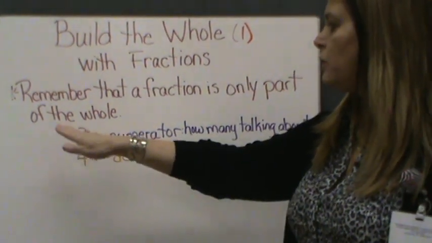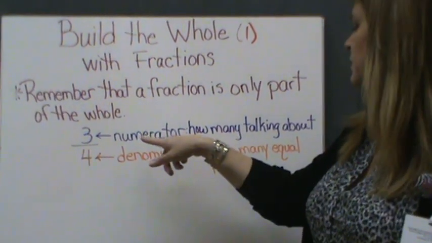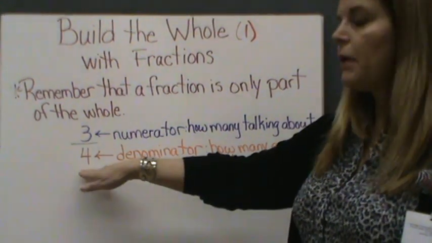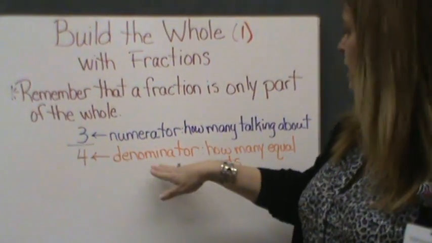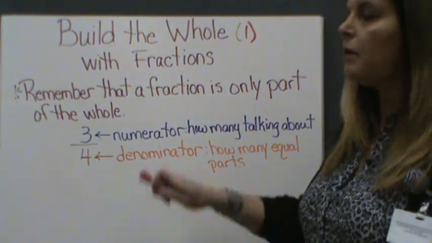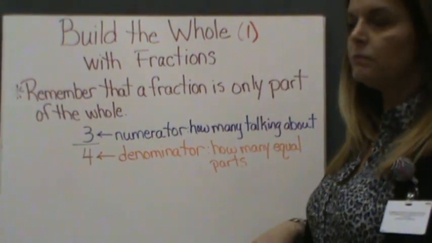Remember we talked about the numerator and denominator. My numerator is the number on the top. It tells me how many I'm talking about. My denominator is on the bottom. And it tells me how many equal parts there are to make up the whole, or to make 1.